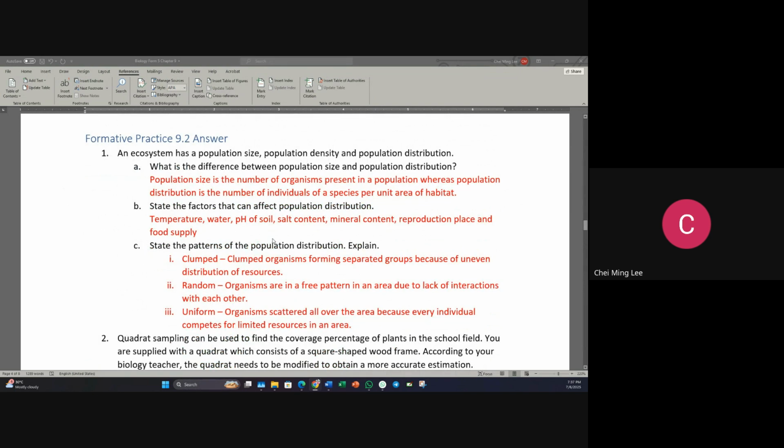So state the patterns of population distribution and explain them. First, clumped. Clumped organisms form separated groups because of uneven distribution of resources. Random. Organisms are in a free pattern due to lack of interaction with each other. Normally, the random one is where the area has a lack of organisms. Uniform. The organisms are scattered all over the place because every individual competes for limited resources in an area.